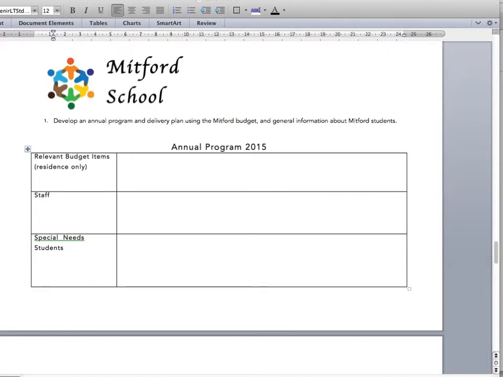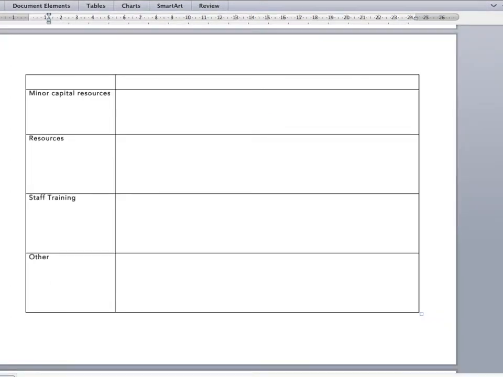So this is the next part, and this is the part that you phoned us about. It's a combination of three items here. The part that you're looking at now is relevant budget items for the annual program, and so it's got down here staff, special needs, and then you can see on this next sheet it's got minor capital resources, staff training, and other. The purpose of this is to make sure that we can put together an annual program, but that we can actually resource this out of the existing budget.